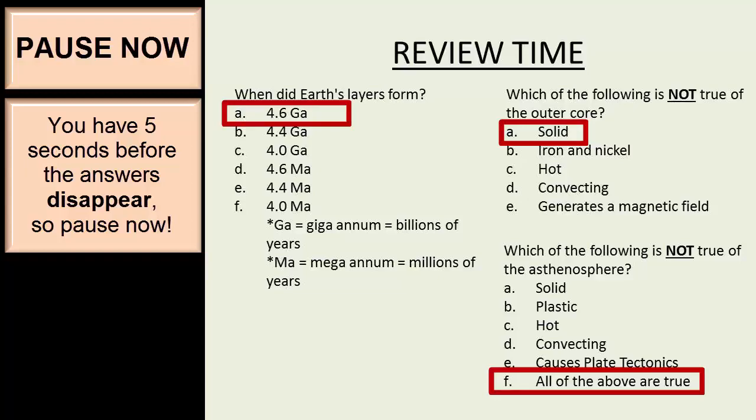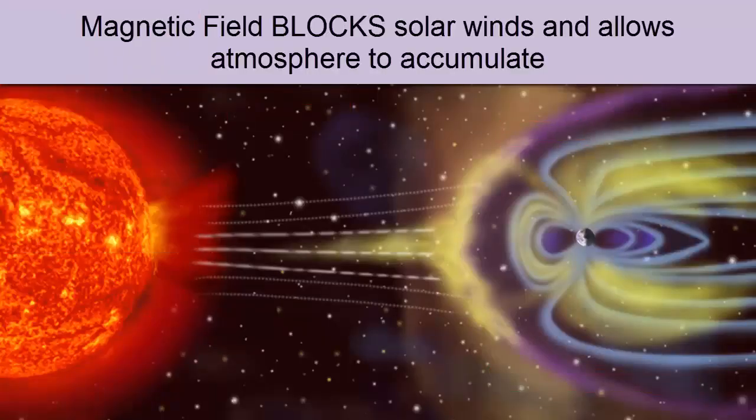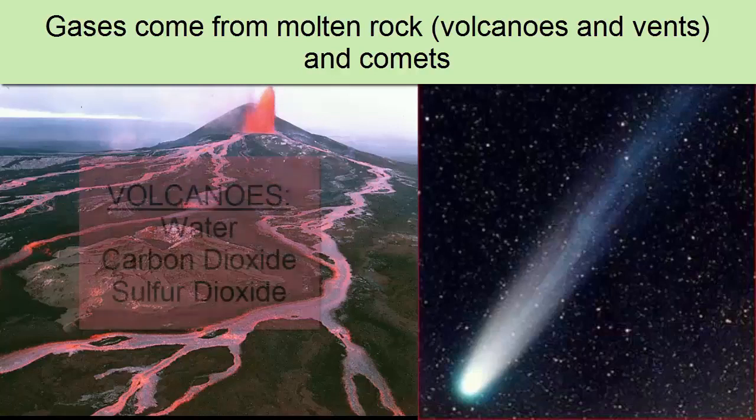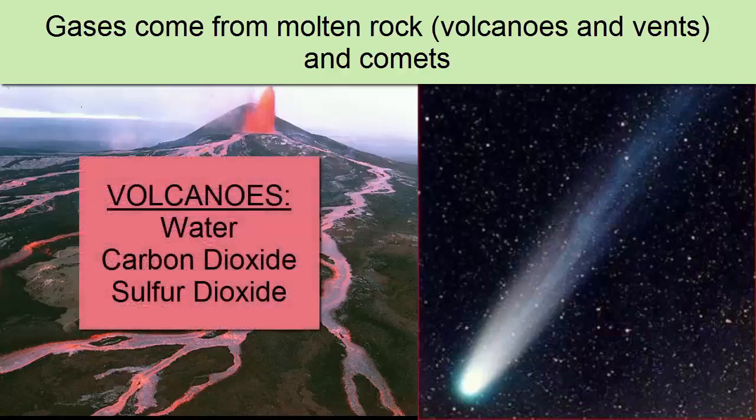With the magnetic field now deflecting solar winds, Earth's atmosphere started to collect, primarily through the accumulation of gases bubbling up from the molten rock and eventually erupting from volcanoes once the Earth's surface cooled enough to create a solid surface. Volcanoes are a major source of gases like water, carbon dioxide, and sulfur dioxide.